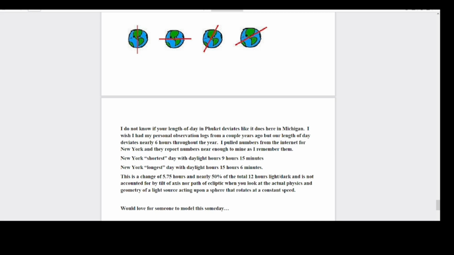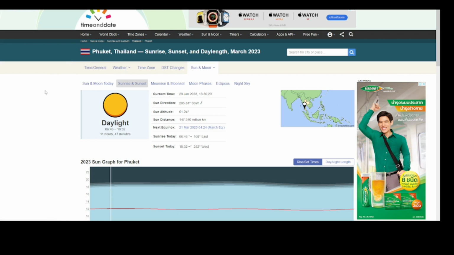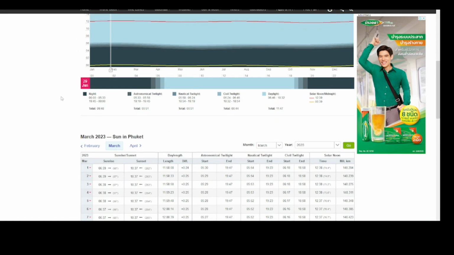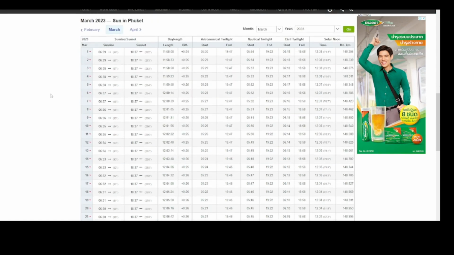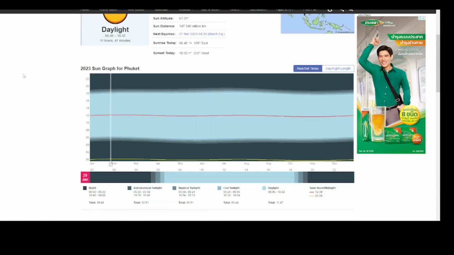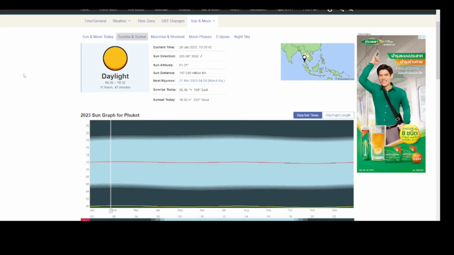So let's just have a look at this on timeanddate.com. I brought up Phuket sunrise and sunset day length. At the moment it's looking at March. If you've never used this before, it's quite handy. So you can see the sunrise. You go to the sun and moon calculator, or the sunset and sunrise calculator here.